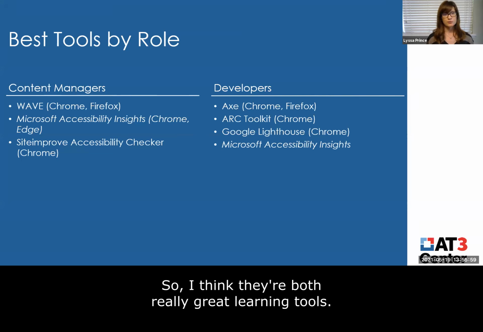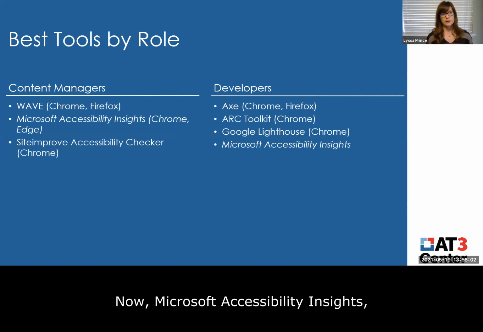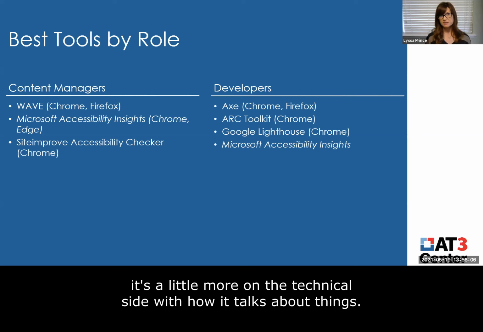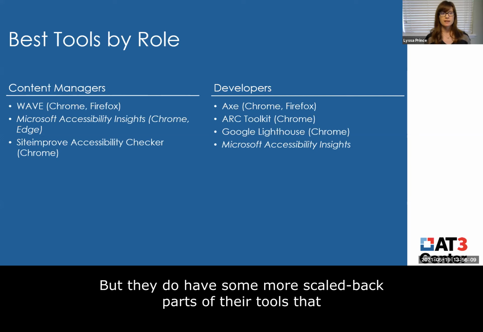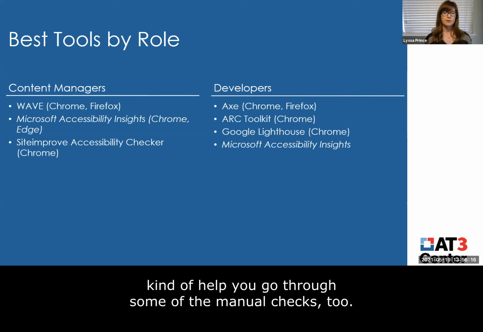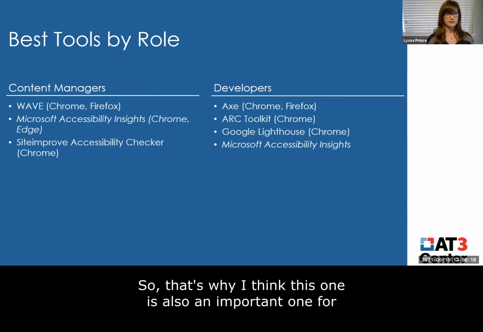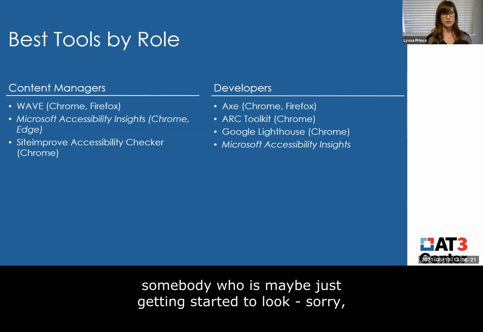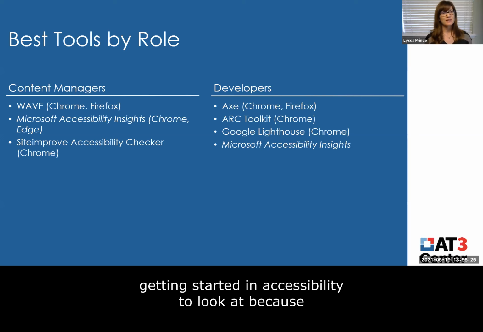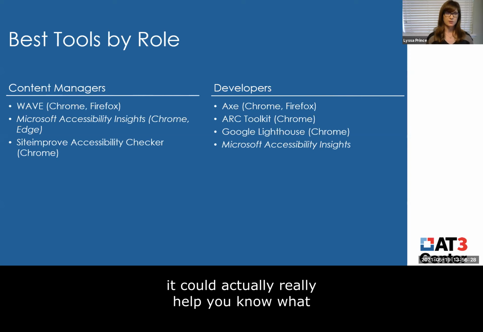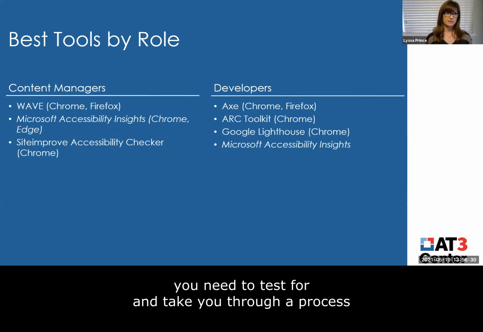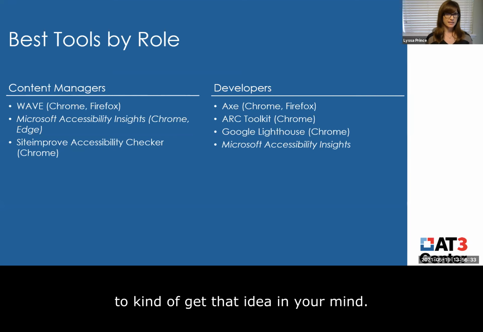So I think they're both really great learning tools. Now, Microsoft Accessibility Insights is a little more on the technical side with how it talks about things, but they do have some more scaled back parts of their tools that help you go through some of the manual checks too. So that's why I think this one is also an important one for somebody who is maybe just getting started in accessibility to look at, because it could actually really help you know what you need to test for and take you through a process to get that idea in your mind.